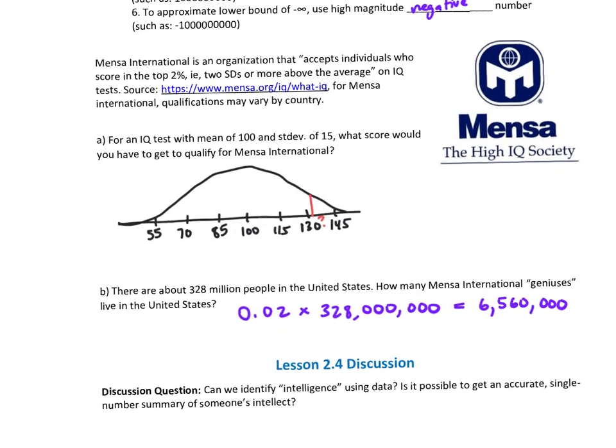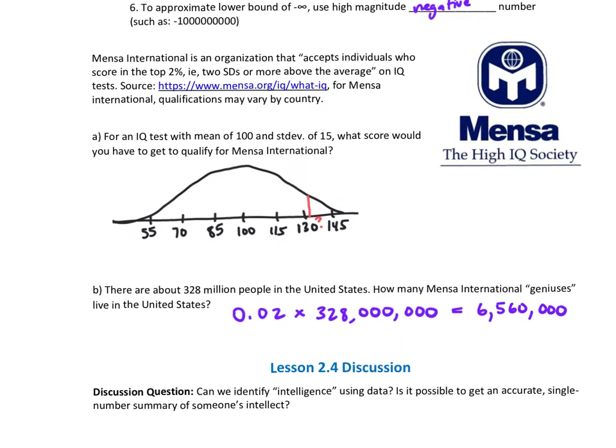The other problem that was one of the examples here is the question being, what score would you need to get to qualify for Mensa International? Mensa International only accepts people that are in the top 2%. But I want to know, what should be my score? What should be my value on the x-axis?